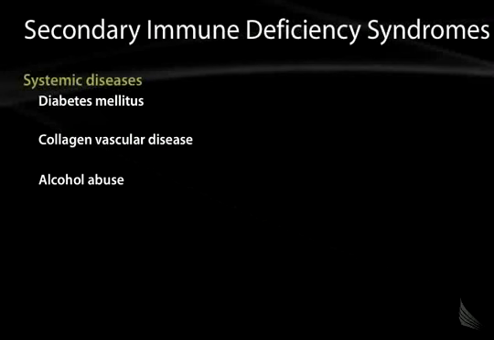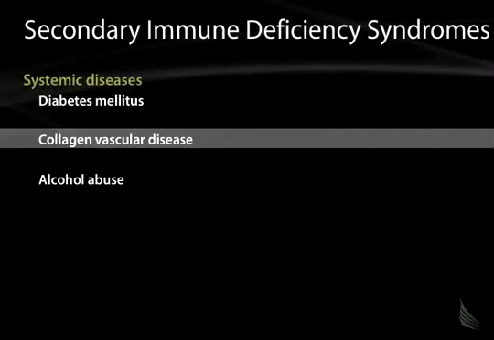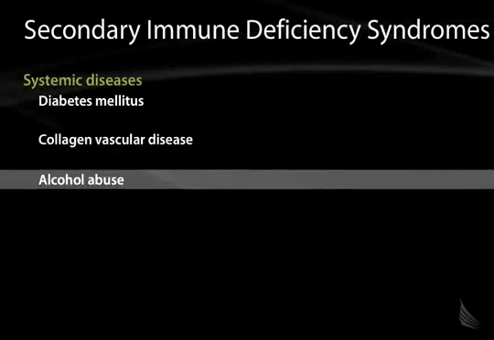Now, there are various other immune deficiency syndromes that are not primary in nature, but result from some other underlying condition from which the patient suffers. Various systemic disorders can lead to a patient being immunocompromised. Perhaps the most common of these is diabetes. The various collagen vascular diseases, however, can also put the patient at risk for an immune deficiency, particularly if the patient needs to be treated with high doses of corticosteroids. And finally, chronic alcoholics, for some reason that's not entirely clear to us, are also at increased risk for developing immune deficiencies.